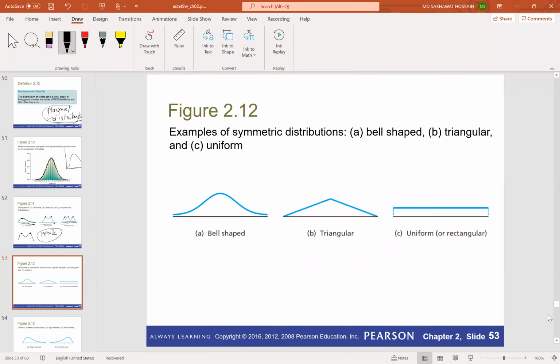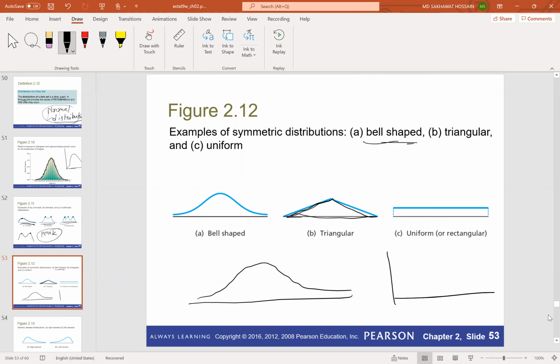So here are examples of symmetric distributions. This is called a bell-shaped distribution. If you have any distribution which is like this, it is called a bell-shaped distribution, and the normal distribution is a bell-shaped distribution. Then if the shape of the distribution is like this, triangular, this is called a triangular distribution. And this is called a uniform distribution.